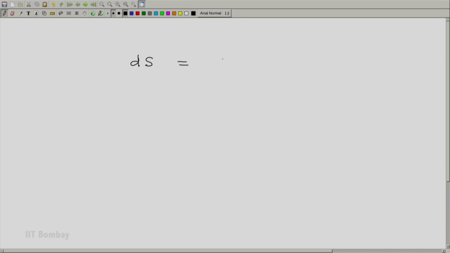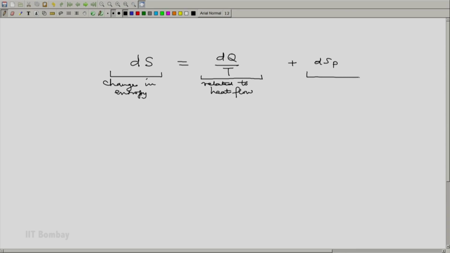Let me write it as ds is dq by t plus dsp. This is change in entropy. This is related to heat flow and this is entropy produced. Notice that this tells us that a change in entropy is partly related to heat flow and partly is produced.